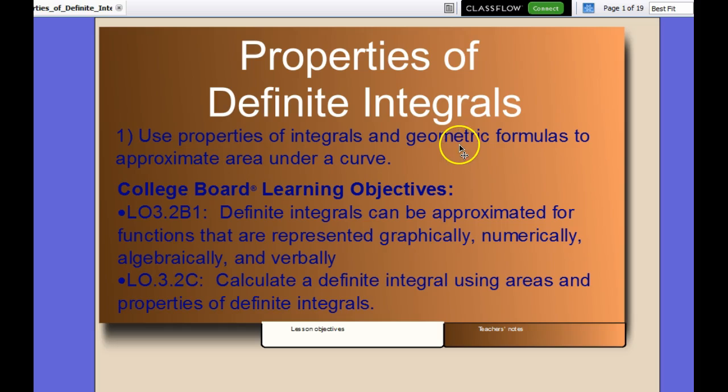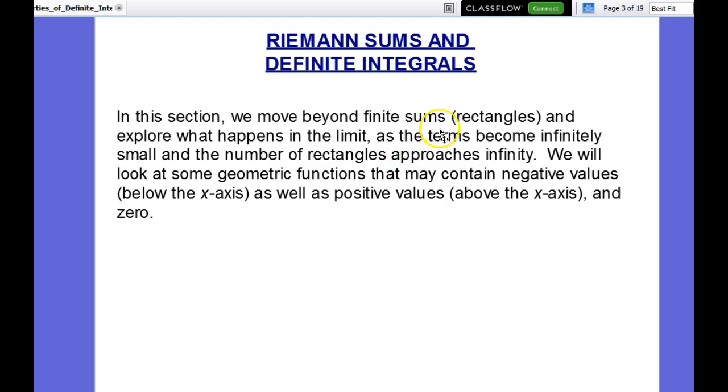And so we will not be using the Riemann sums that we used last time. Last time we used rectangles and we allowed those rectangles to get smaller and smaller, and then the number of rectangles under the curve approached infinity. And what we found was that in theory, if we took that limit, we would get the exact area under the curve, and taking that limit results in what is known as the definite integral.